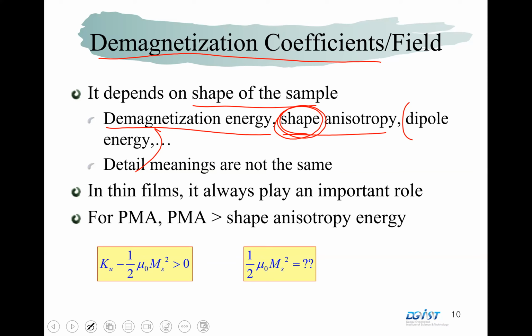But many people use several different names, and sometimes they say the demagnetization energy, which they determine already, but they say another contribution is the dipole energy in other cases. So sometimes it causes confusion. But please remember that the physical meaning of the demagnetization coefficient or the shape anisotropy is exactly the same.